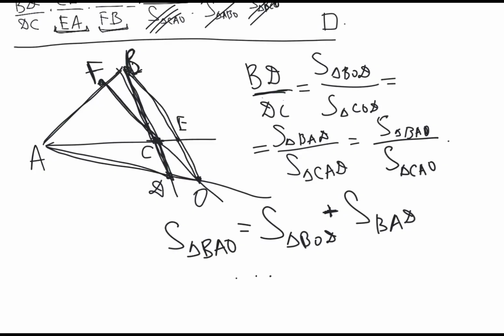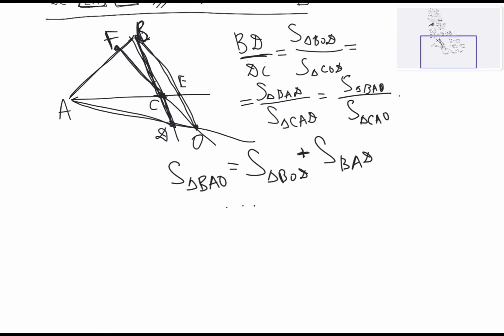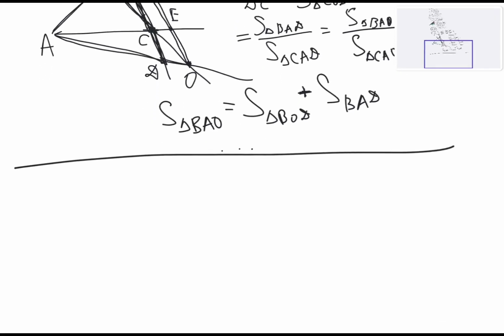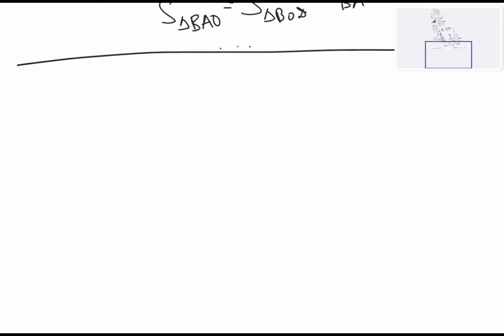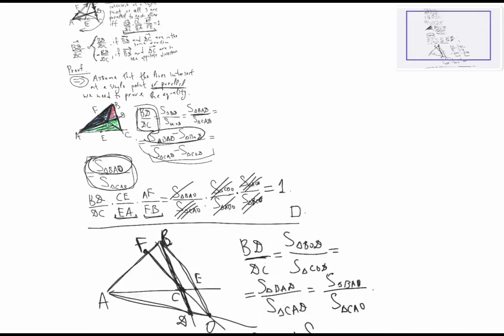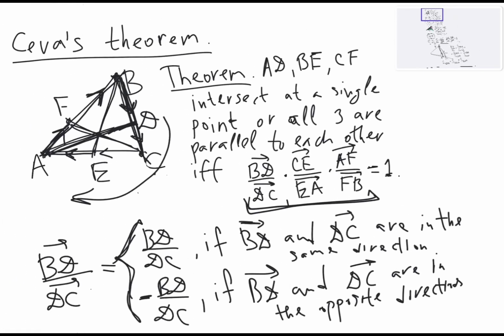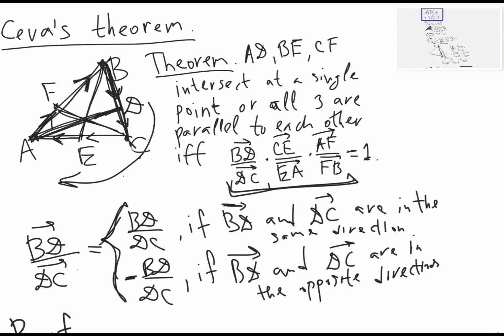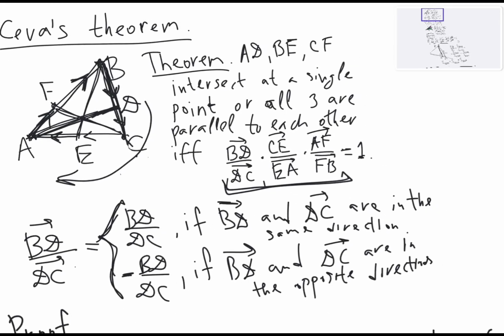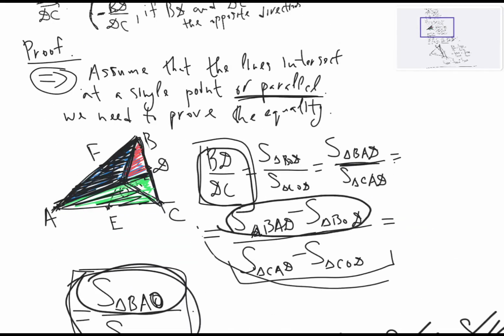Now we need to consider the case when the three lines are parallel to each other, because the statement says that these lines intersect at a single point, or all three are parallel to each other. And so this is also a case that we need to consider.